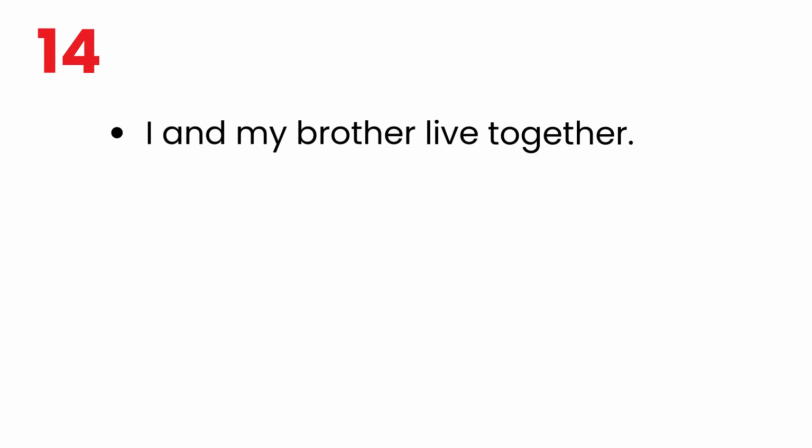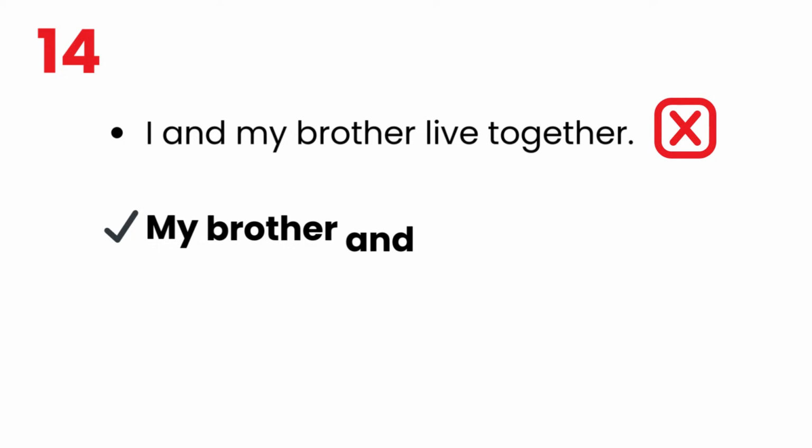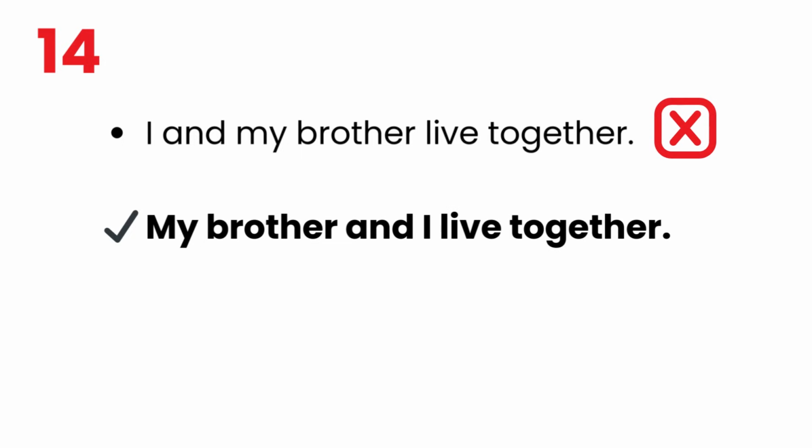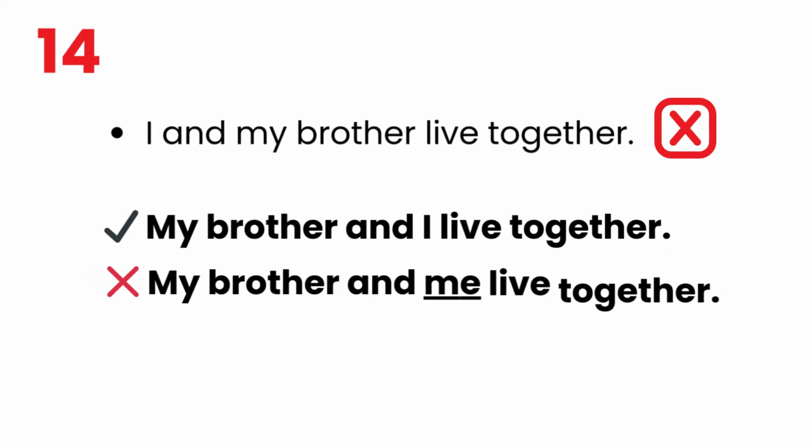I and my brother live together, which is wrong. So, how it should be? My brother and I live together. Some people use this as my brother and me live together. That is also wrong. Me என்பது objective form of the pronoun I. So, you have to use the subjective form of the pronoun, which is I. My brother and I live together. Last one.